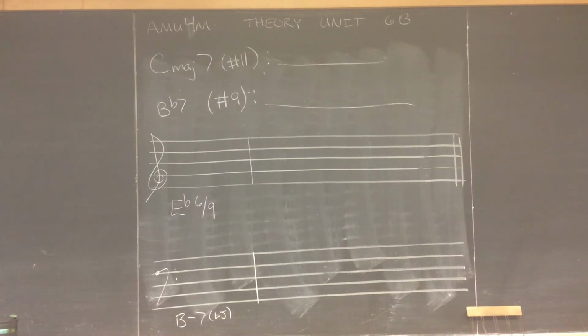Hello everybody, this is the grade 12 theory lesson. This is unit 6B and today's topic is jazz chord tensions. This is the final theory unit for grade 12 and it's a longer one, so we'll get started on this one.